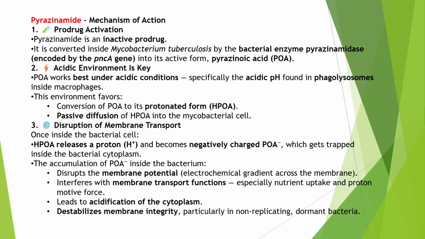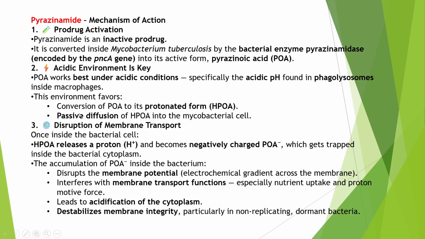For this drug, acidic environment is key. That is, POA works best under acidic conditions, specifically the acidic pH found in phagolysosomes inside the macrophages. This environment favors the conversion of POA to its protonated form, that is HPOA. So passive diffusion of HPOA into the mycobacterial cell occurs. Then disruption of membrane transport occurs. This is the major mode of action.